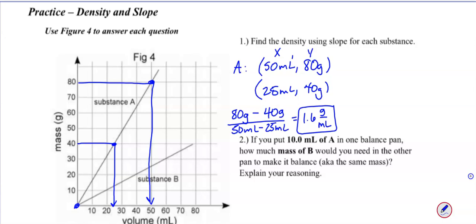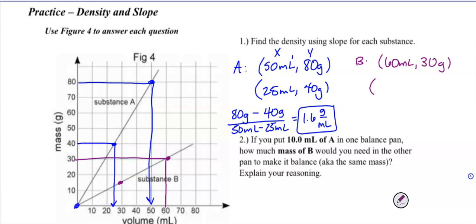All right, so let's do substance B. I'll do it in a different color. Substance B I think is easier to read. Looks like I got a coordinate there that's pretty easy to read, and I'm going to use this coordinate here. So it looks like my B2 will be 60 milliliters and 30 grams. For B, I'm going to use 60 milliliters, X, and 30 grams. And you should already be able to make a prediction. Your prediction should be that substance A is more dense than substance B because that slope is steeper. That should be your prediction before we start.